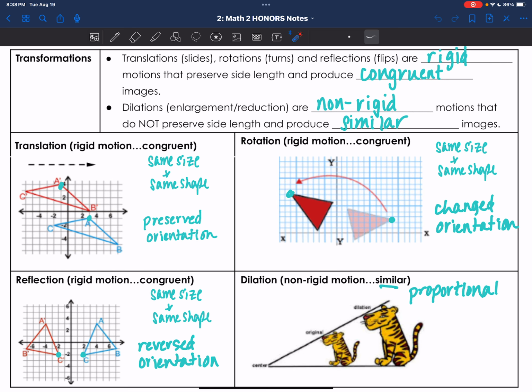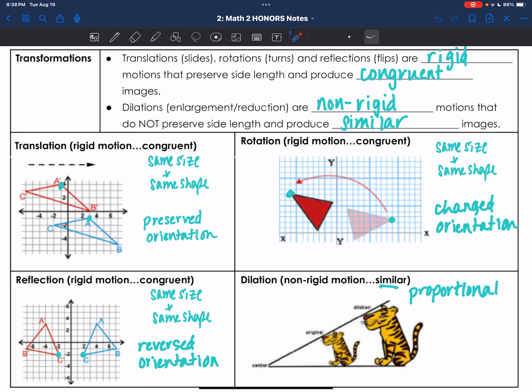The first is a translation. It's a slide. It's a rigid motion and congruent. What that means is it's the same size and shape, and it has a preserved orientation, meaning that all the points are pointing the same exact way. So if you look here, this is pointing up, this is pointing up, C is pointing this way, this C is pointing the same way, B is pointing the same as that.